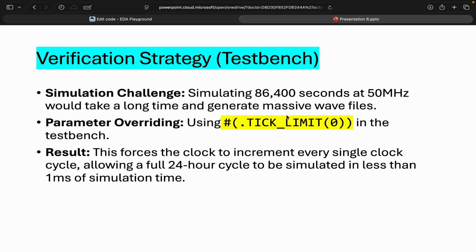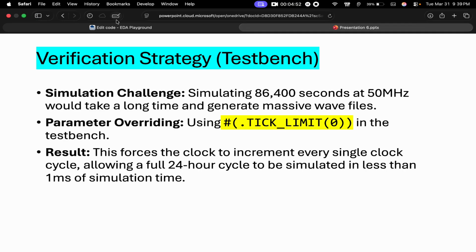What I mean to say here is, if I want to do this at 50 megahertz, at every second it will take the whole day to simulate this one test bench, right? So what I am doing is I'm using the tick limit. Once I use this tick limit, it will force the clock to increment every single clock cycle, allowing a full 24-hour clock cycle to be simulated in less than 1 millisecond.